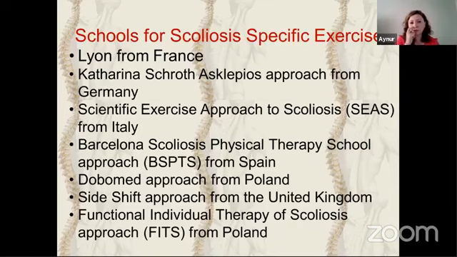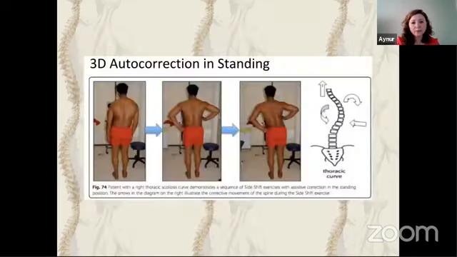There are 7 schools. Lyon from France, Katharina Schroth Asklepios approach from Germany, scientific exercise approach to scoliosis from Italy, Barcelona Scoliosis Physical Therapy School approach from Spain. I am also a BSPTS therapist. Dobomed approach from Poland, SEAS approach from the United Kingdom, functional individual therapy of scoliosis approach from Poland.